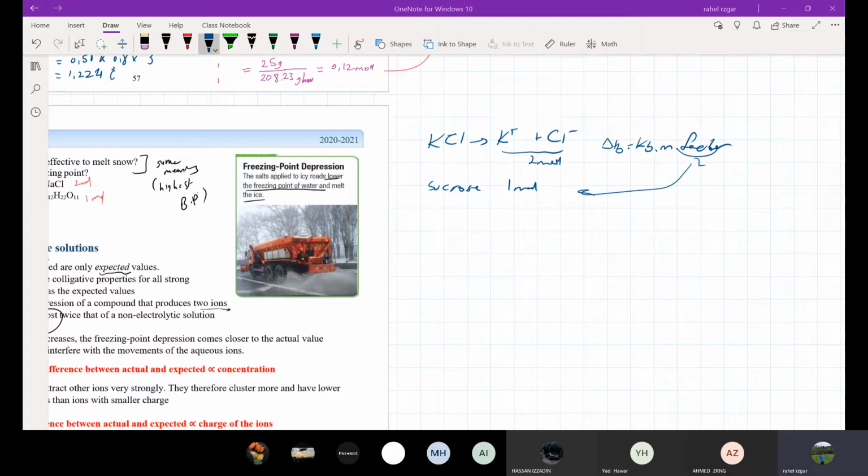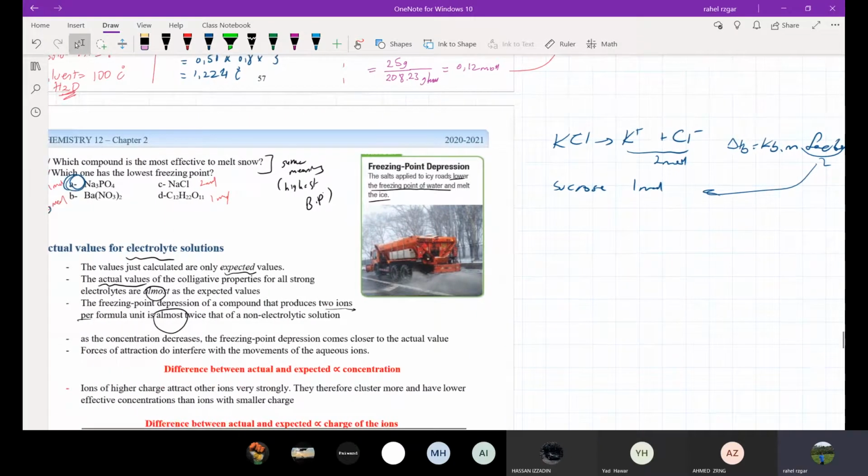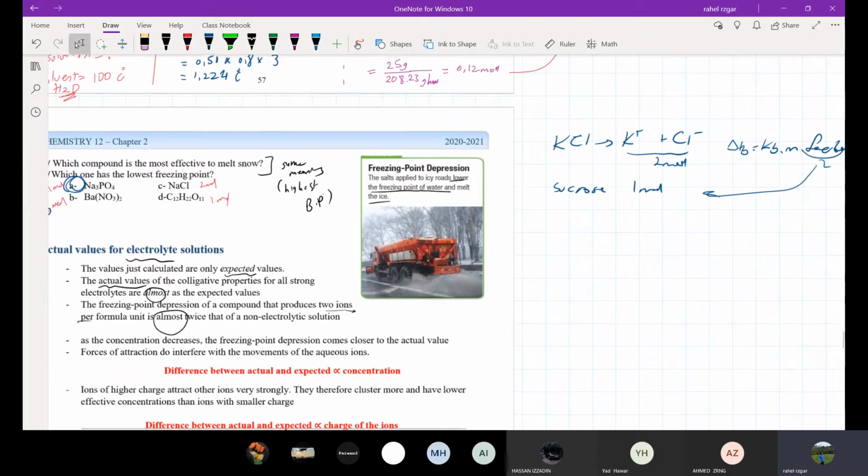Why does it say almost? Why doesn't it say exactly? The reason is the attraction between the 2 ions. Because of that attraction, in the previous questions, we expected the K and Cl to act as two different electrolytes, 2 different particles.